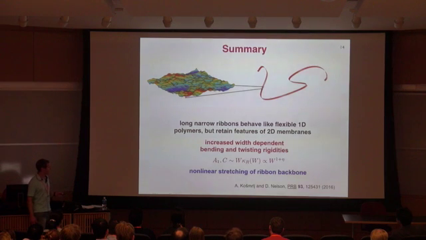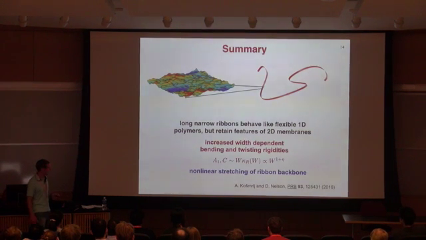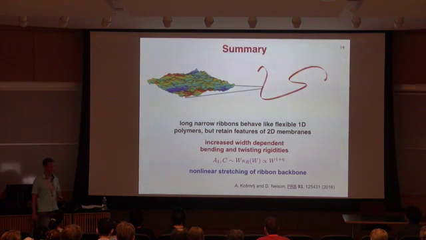So to summarize, I hope I showed you that these ribbons are interesting creatures which behave both like 1D flexible polymers, but they also know that they are two-dimensional. They retain some features of two-dimensional sheets. Namely, this results in enhanced and interestingly scaled width-dependent bending and twisting rigidities with these non-usual powers. And the one thing that I didn't talk about is that you also get interesting nonlinear stretching of the ribbon backbone, which is also characteristic of these thin sheets.